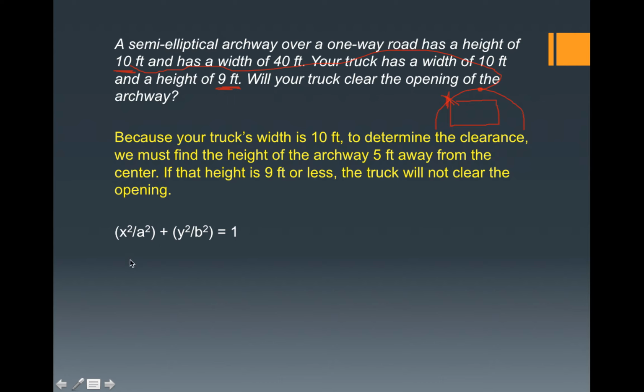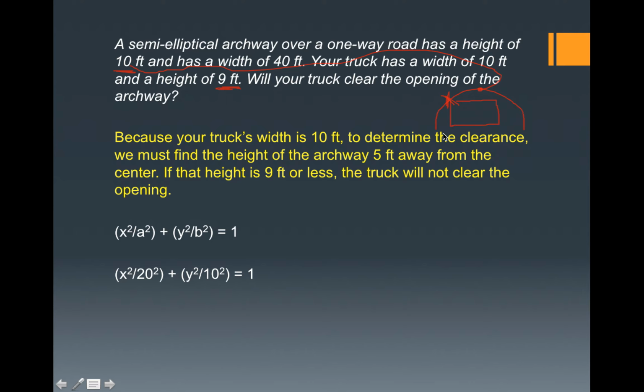Anyway, we're going to use this equation since this is a horizontally lying semi-ellipse. x squared divided by a squared plus y squared divided by b squared equals 1. Now, the archway is in total 40 feet wide, but what we're calculating right now is the distance between the center point and the end of the truck.